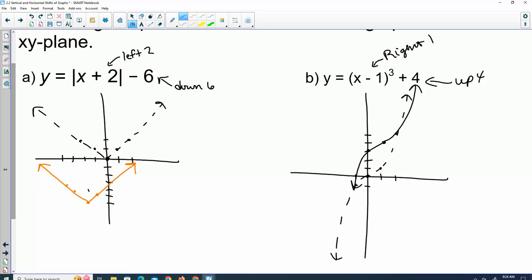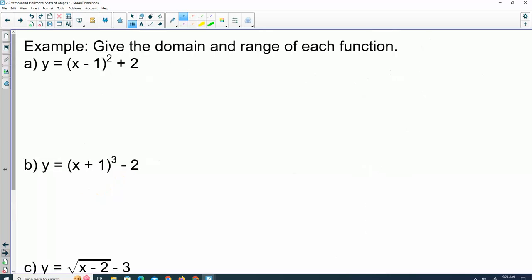Last question I want to look at is finding domains and ranges. So I'm going to give you some equations and ask for domain and range. Your homework tonight is going to do the same thing. You'll notice I don't say that you have to draw a graph in a parent function, but it might be helpful if you're trying to find domain and range. Okay, so if I said we have x minus 1 squared plus 2.